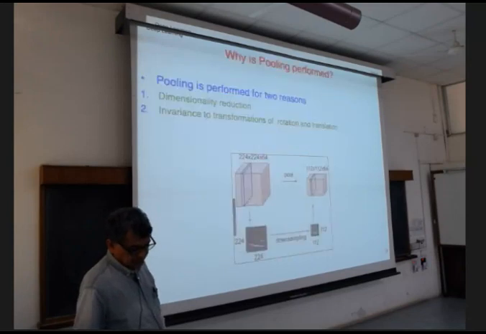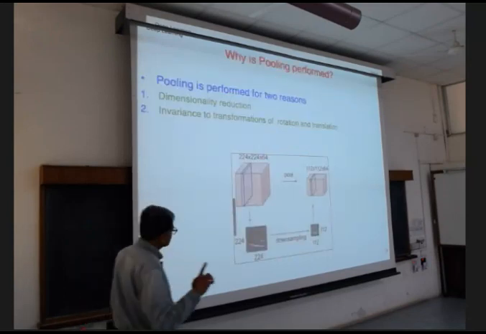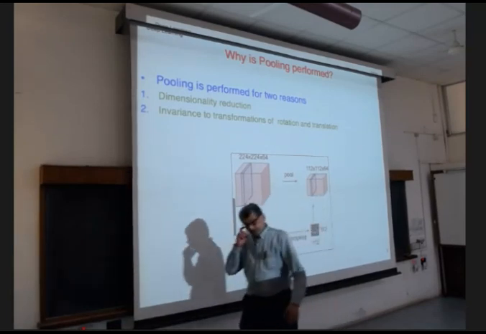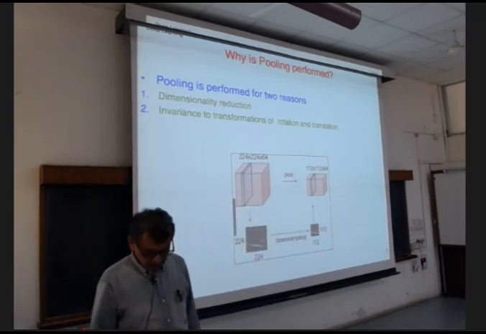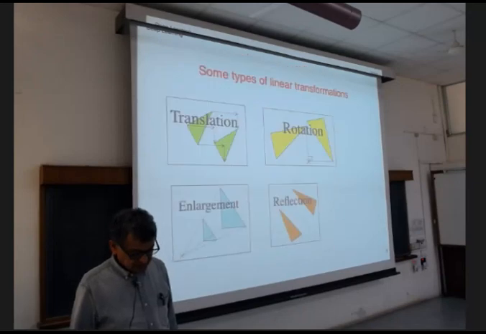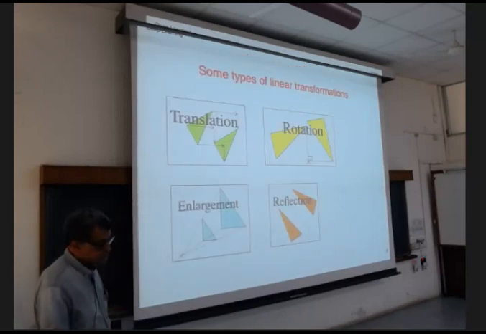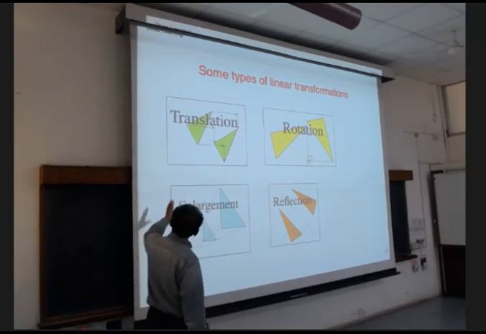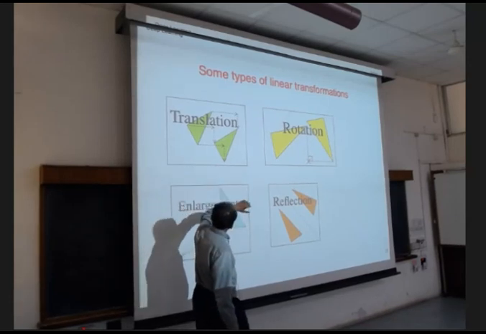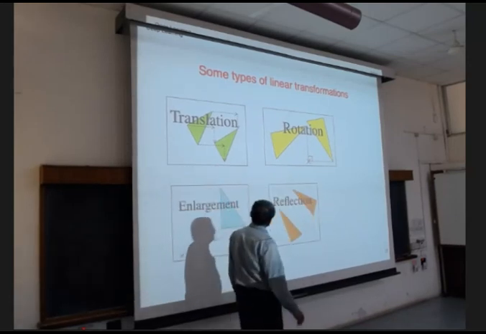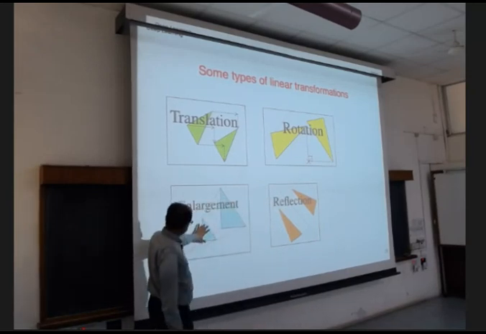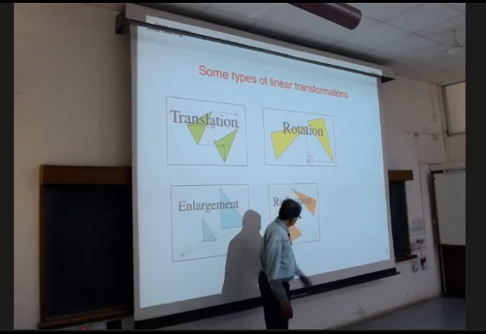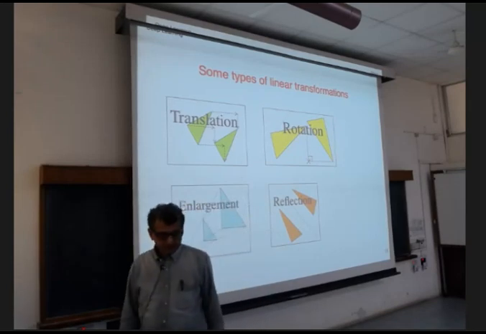What is the thing we are talking about? Invariance to transformation. So it is not just dimensionality reduction, lots of elements going to a smaller number of elements. There is another motivation which is not purely biological, but some kind of invariance you can achieve. These are the standard, what are called affine transforms. Translation is just moving the object within the plane. Rotation is turning an object in the plane. Enlargement is making it larger. And reflection across a particular mirror is another kind of transformation.